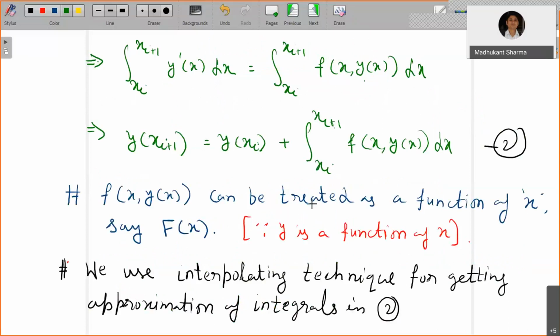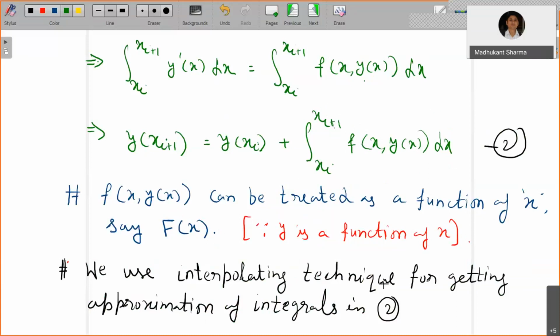So y can be treated as a function of x, since y is a function of x. You can treat it completely as a function of x. But y is unknown, so you cannot directly integrate the right side. The integral you cannot evaluate because y is unknown. So what will you do? We are going to use interpolating techniques for getting an approximation of the integral.